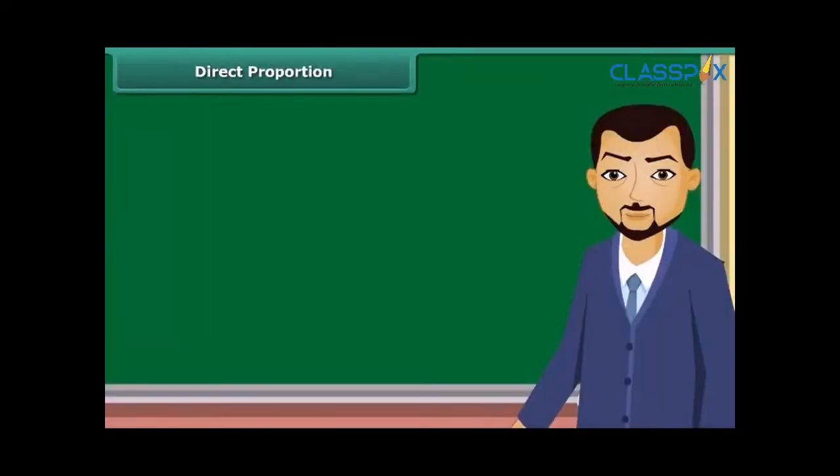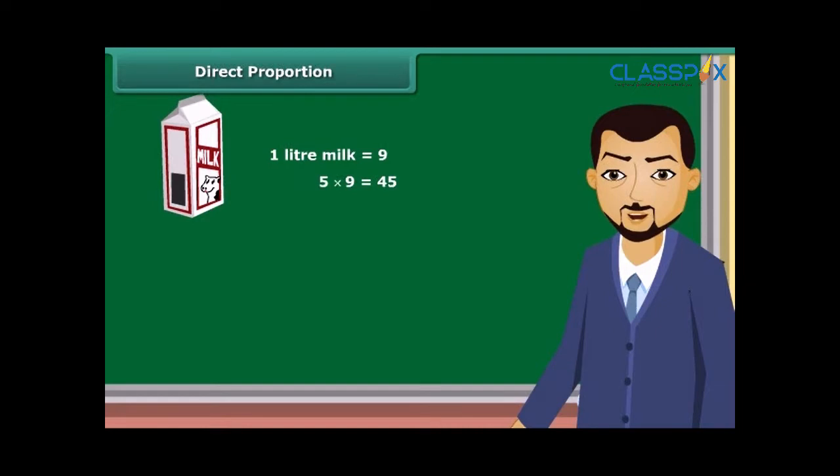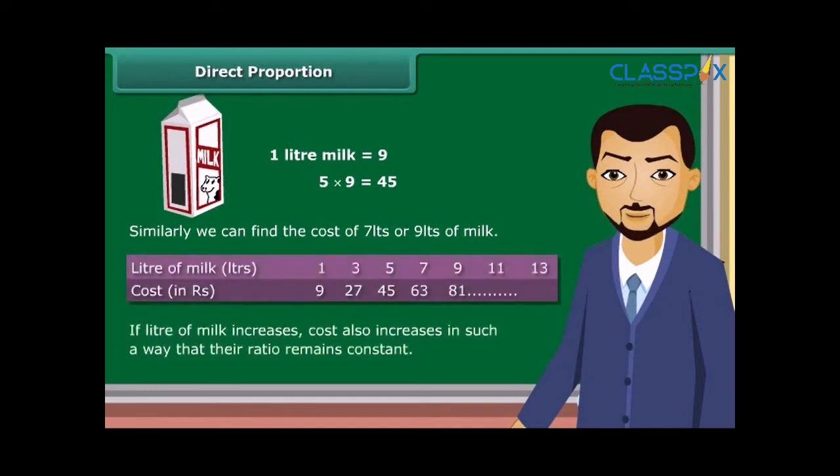Direct proportion. If the cost of 1 liter of milk is rupees 9, then what would be the cost of 5 liters of milk? It is rupees 45. Similarly, we can find the cost of 7 liters or 9 liters of milk. If liters of milk increases, cost also increases in such a way that their ratio remains constant.